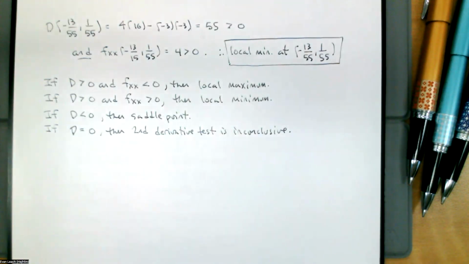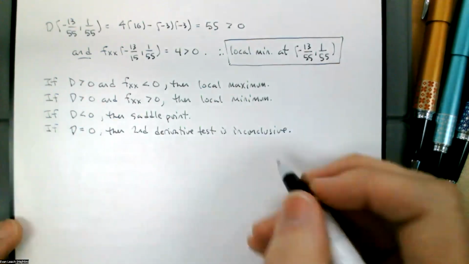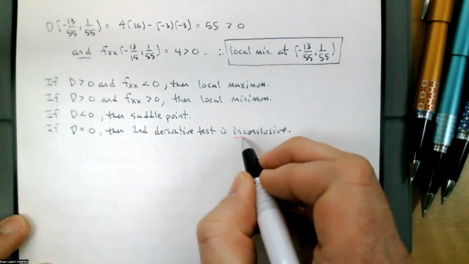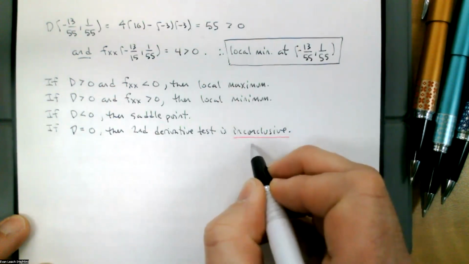Note that this does not mean you write inconclusive on your paper. I said classify it as a local maximum, a local minimum, or a saddle point. You have to say one of those three things. If the determinant of the Hessian matrix comes back 0, you have to do something else. So that's the important thing to note here. You don't get to just write inconclusive.